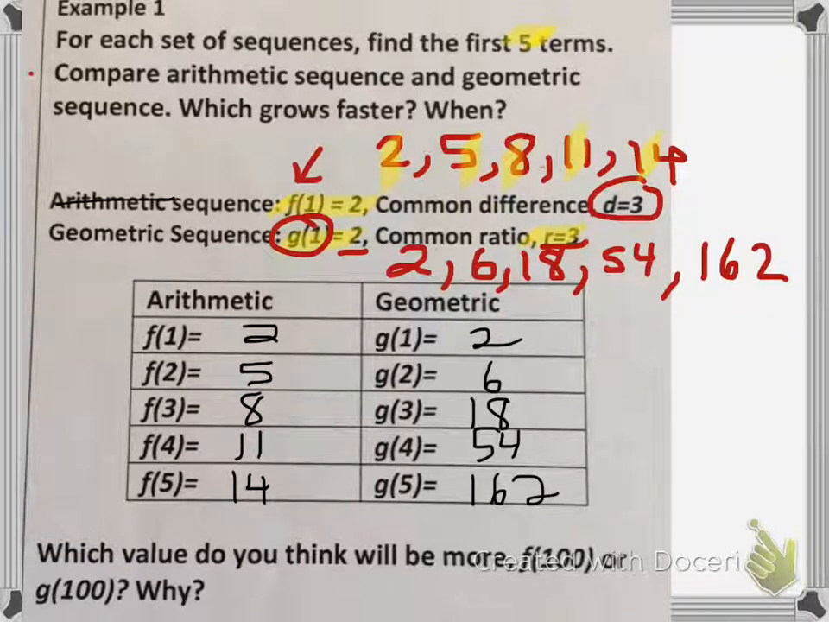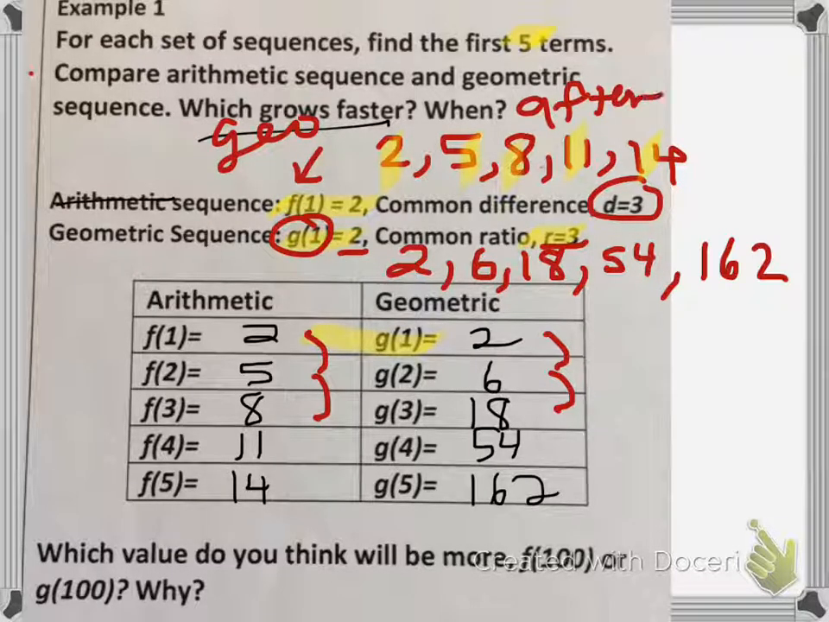So the question was asked, which sequence grows faster? Well, you can look at these and see which one's growing faster. You start out with the same number for our first numbers. We start out as 2 in the arithmetic and in the geometric sequence. Here it only grows to be 5. Here it grows to be 6. So even on the second term, the geometric one is bigger. Then it grows to be 8, it grows to be 18. So the geometric sequence is getting bigger much faster. So which one grows faster? That would be the geometric one. And when? After the first term. It just keeps growing quicker and quicker after the first term.